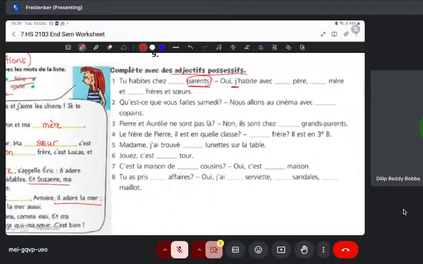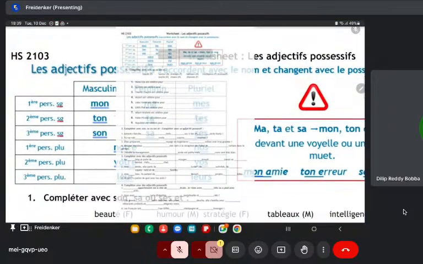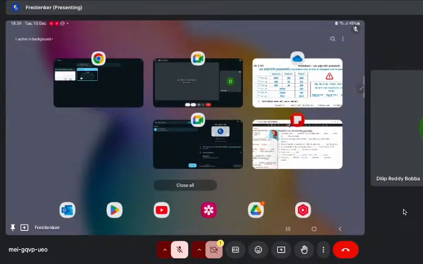No. Wait. I'll take back my words. Just look at the sentence. Do you live with your parents? So your parents means you. The word you is the owner, right? So Q is the owner. So we look at Q. Q is the owner, so you'll get TON, TA, TES. But parents is plural, so since it's plural, I will get TES. So here directly I will write TES.